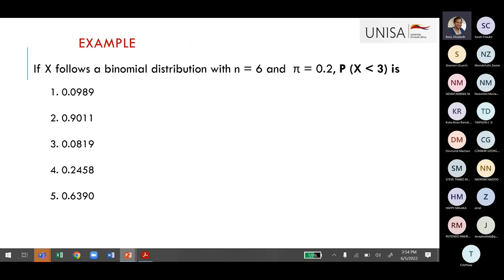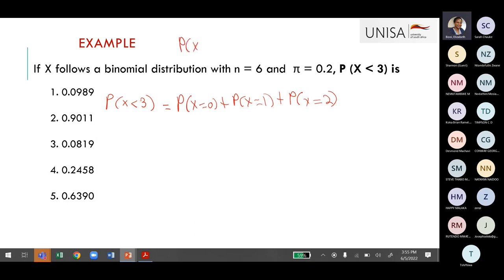So let's look at another example that we can do together. If X follows a binomial distribution with n of 6 and pi of 0.2, what is the probability that X is less than 3? Those who want to use the formula, you can use the formula. Those who want to use the table, you can go ahead and use the table. Regardless of whether it's the formula or the table, we need to find the probability that X is 0 plus the probability that X is 1 plus the probability that X is 2, because it says less than 3, so it has to stop at 2.